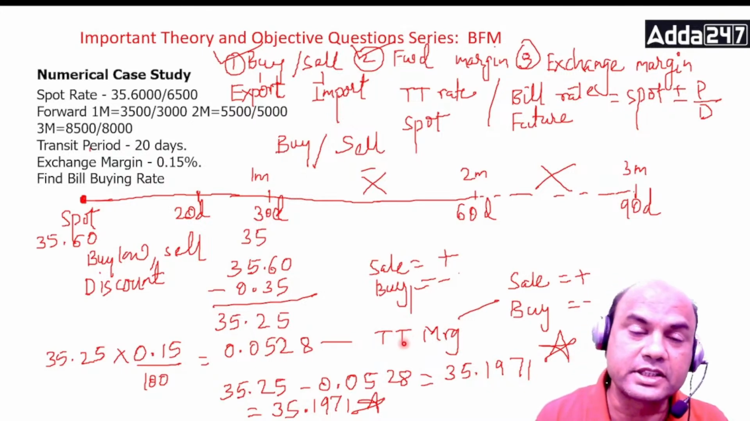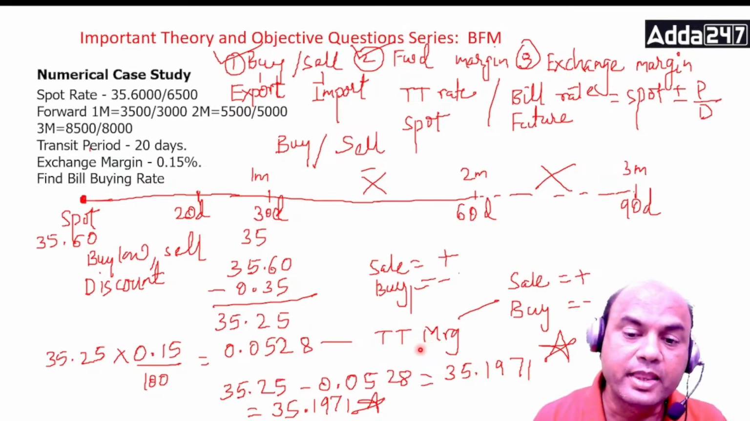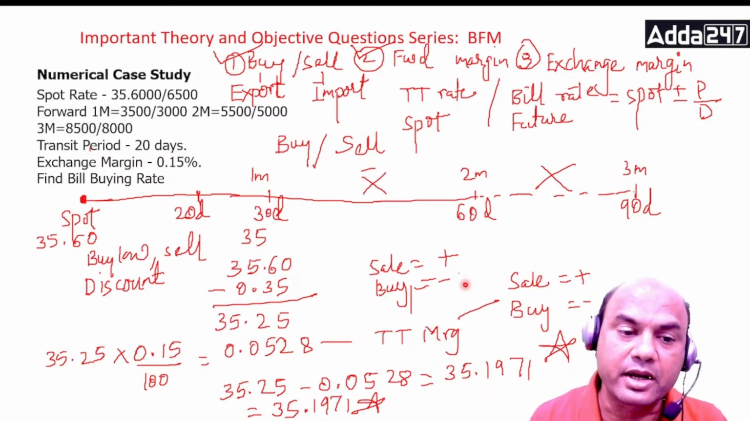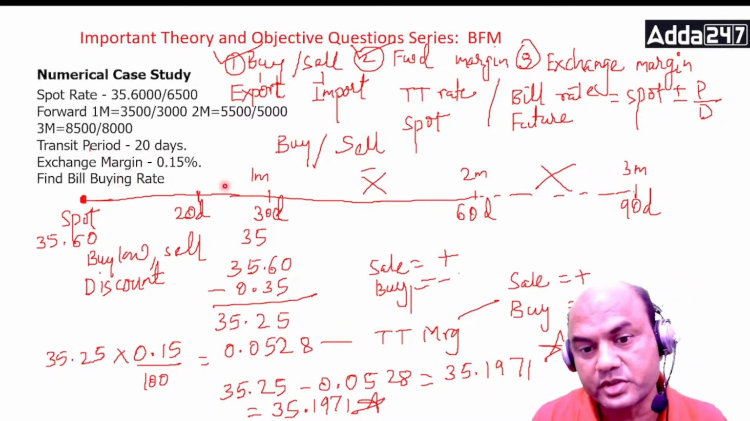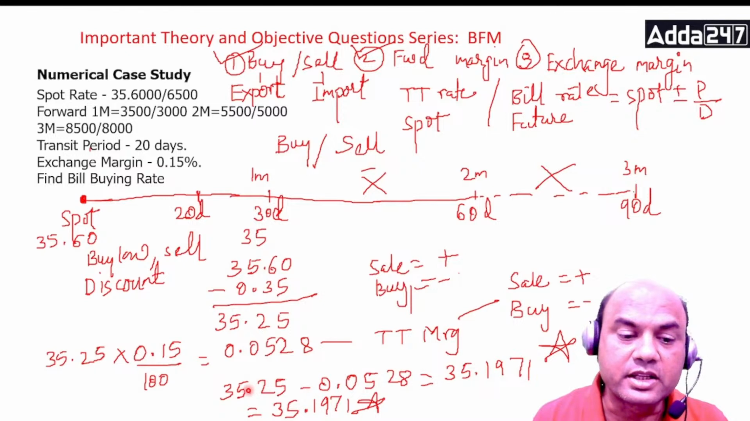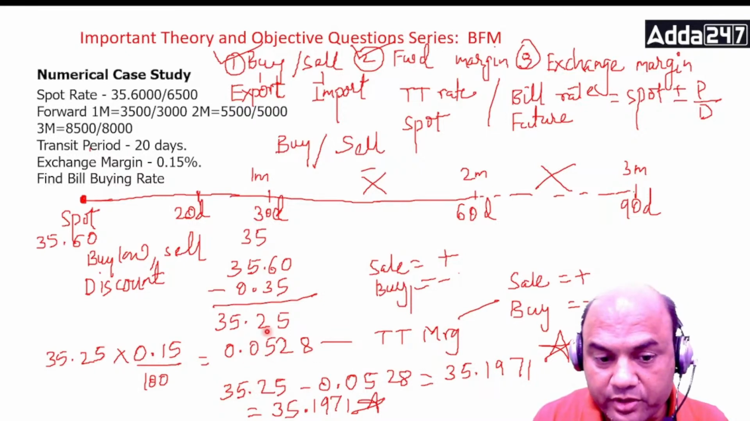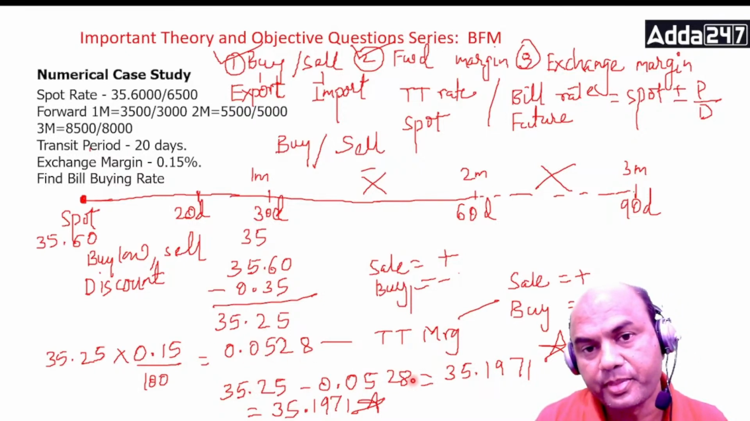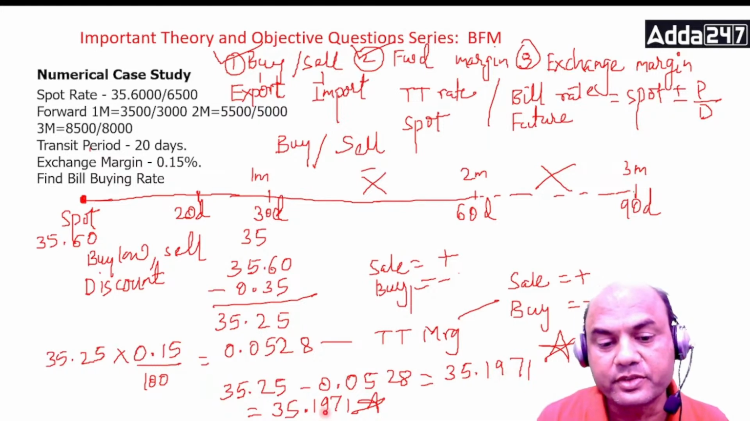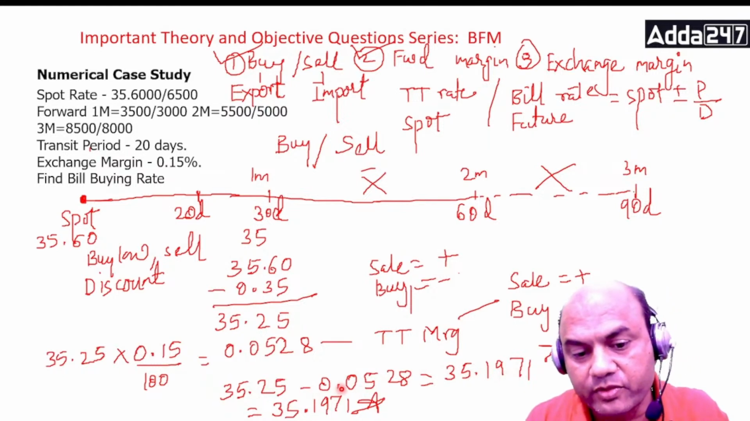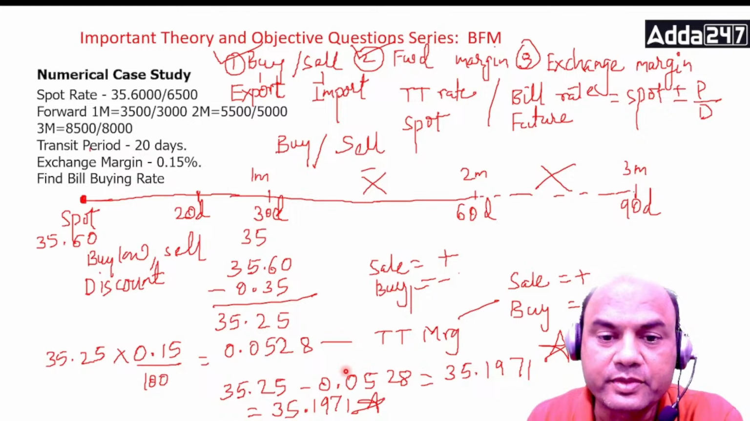This is your TT margin. What is the rule? Just now I told you in the first problem. Selling we add, buying we subtract. Here we are buying. So subtract. So do it. 35.25 minus 0.0528. So it is 35.1971. You are getting this?